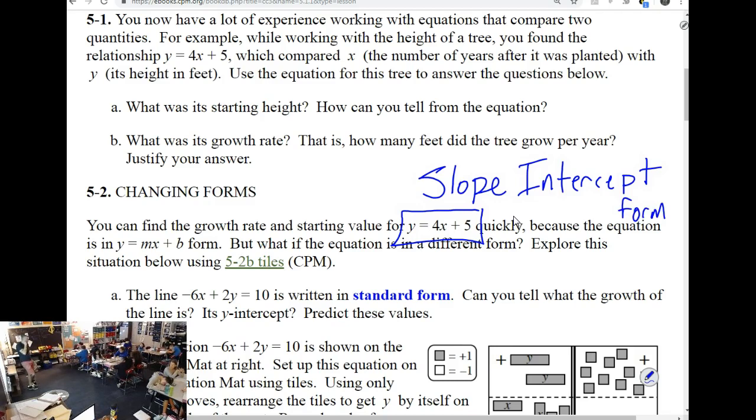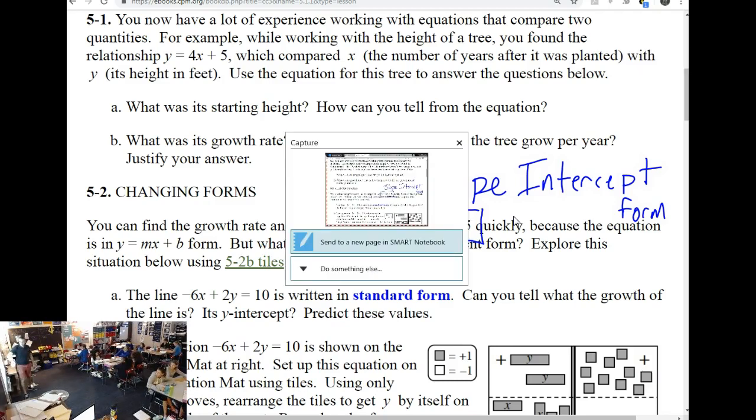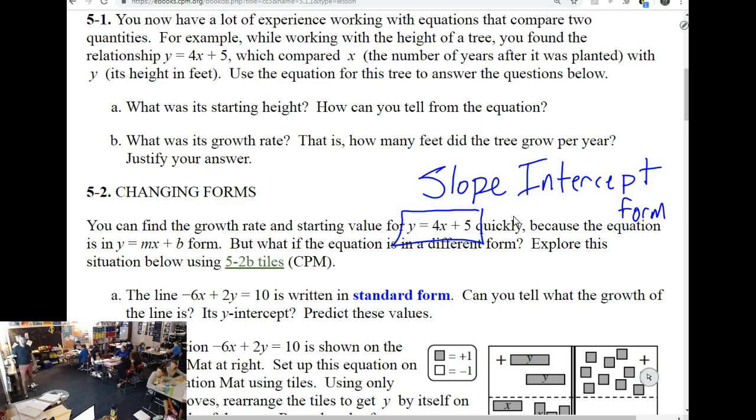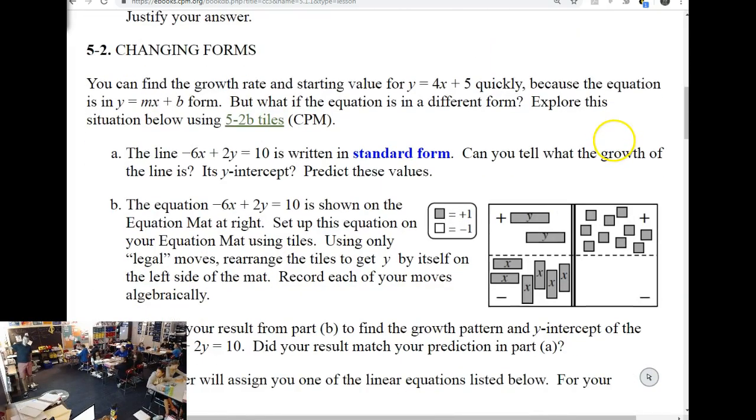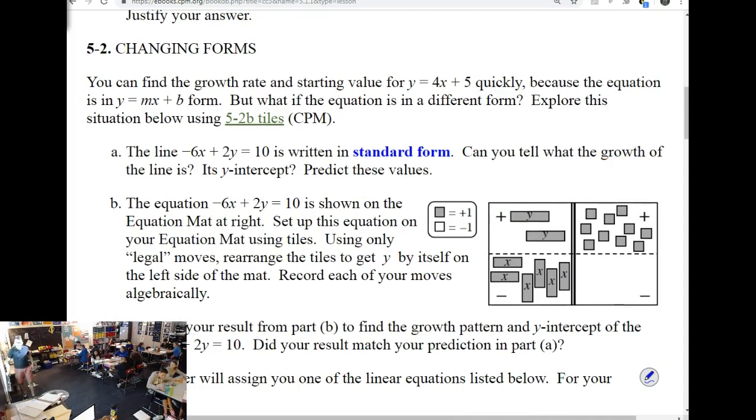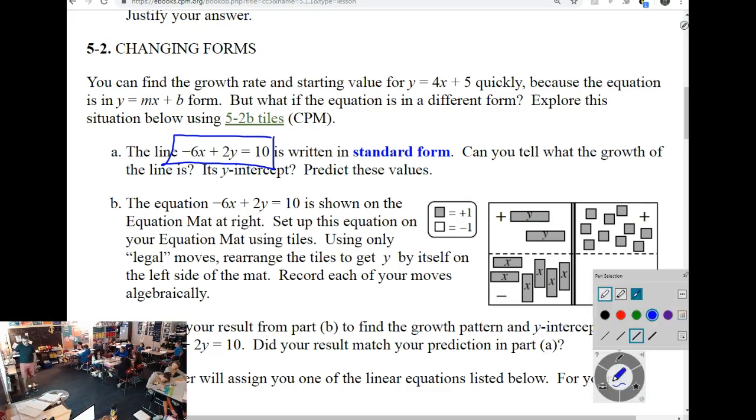That's different than standard form. So then, maybe do like a little squiggly or something that we're changing gears. Standard form is written like this. So if you could go ahead and copy that into your notes and write standard form.